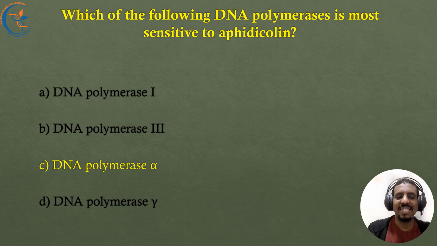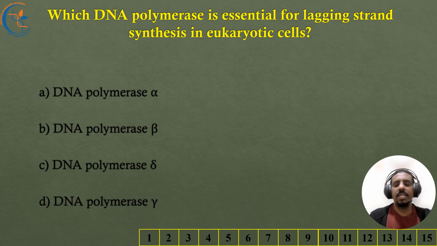All right, the correct answer is DNA polymerase alpha. DNA polymerase alpha is highly sensitive to acetylcholine because it plays a key role in DNA priming and lacks proofreading abilities. All right, making it an easy target for inhibition. So the acetylcholine interferes with the DNA synthesis by blocking nucleotide incorporation, thereby disrupting replication initiation and elongation. Okay, let's move on. All right, next question.